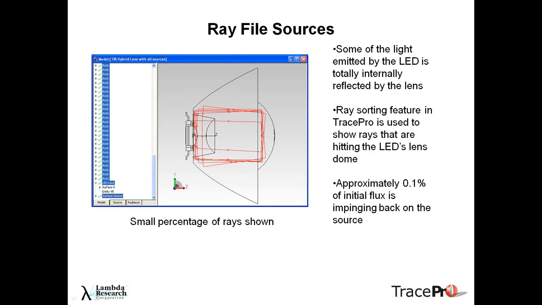And here's what I was mentioning. As I mentioned, there's no structure associated with the ray files, no geometry. So to demonstrate the point here, I inserted the CAD model of this LED along with the ray file. And some of the rays here that are emitted from this file source are TIR, totally internally reflected by the lens, and they actually hit back on the source. And I used the ray sorting features in TracePro to actually show the rays here that are hitting this surface of the LED. And in this case, about 0.1% of the initial flux is impinging back on the source.